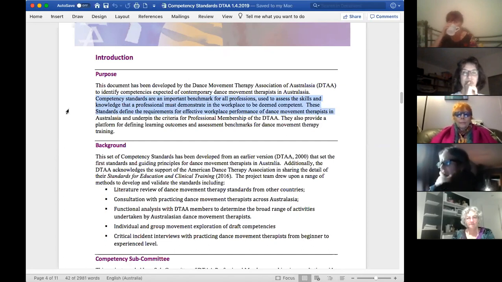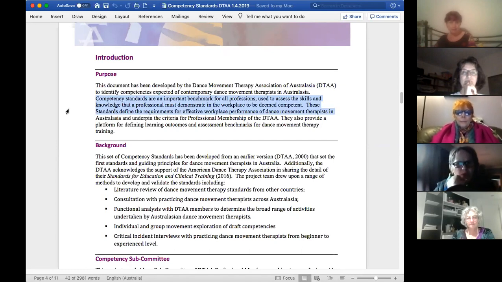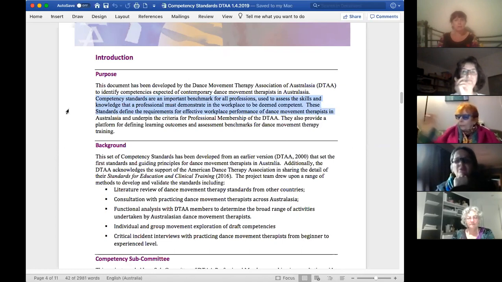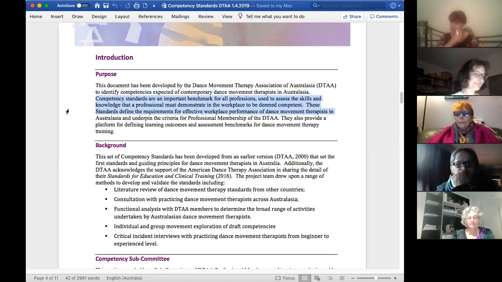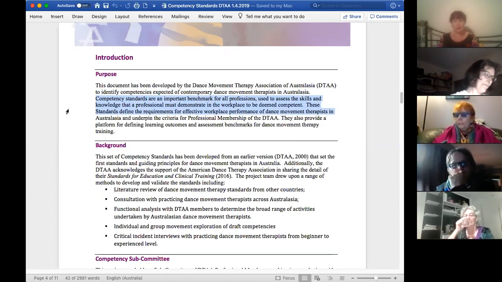There are also two groups who are not mentioned there, and we're thinking our next edition will also mention that they're significant for employers, because they tell employers what they might expect dance therapists have the capacity to do, what is the scope of work dance therapists could do. And then also the general public. So people who want to know, well, what do dance movement therapists do? What should they be competent to do? They can look at this document and see that.